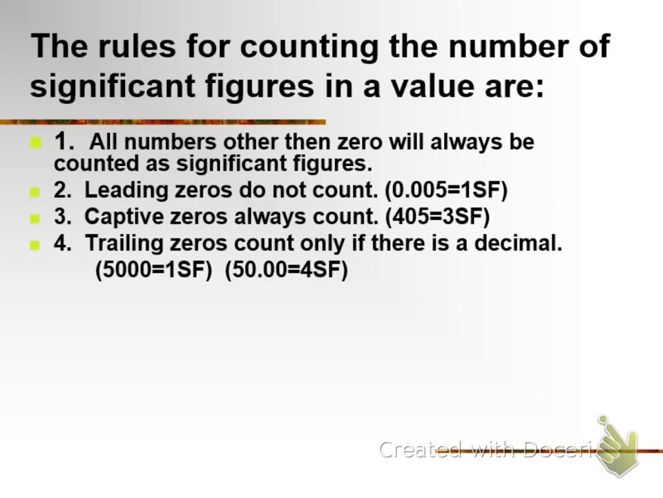Trailing zeros only count if there is a decimal, okay? If there's a decimal, it counts. If it's not a decimal, it doesn't, okay? So in the case of 5,000, there is not a decimal, so it's only one significant figure, because most likely that's an estimation, okay? If it was 50.00, because of that decimal and because there's a whole number in front of it, all 4 of those would be significant. This takes practice. It's always about the zeros, okay?